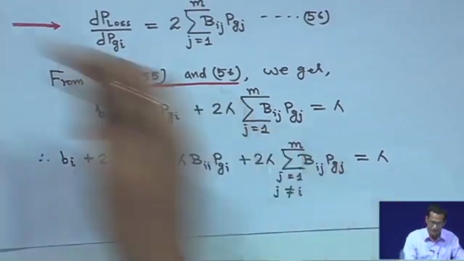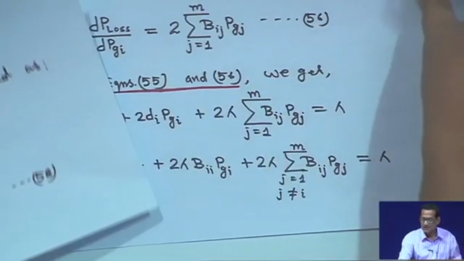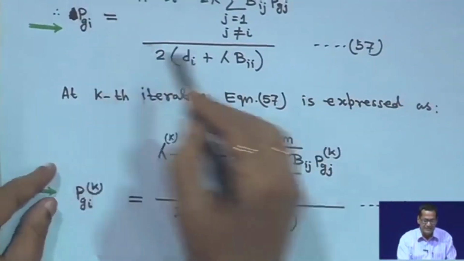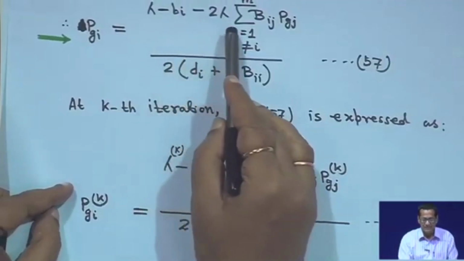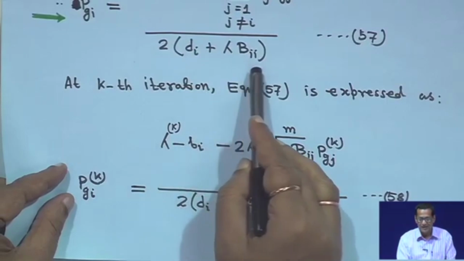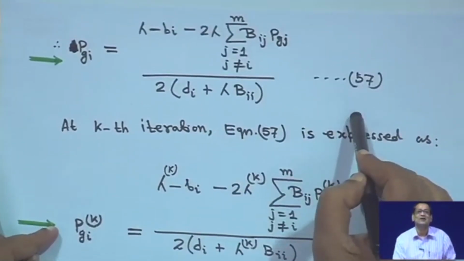Then from this equation you can write pgi is equal to lambda minus bi minus 2 lambda, this whole term, divided by 2 into di plus lambda bii. This is equation 57, this is equation 57, right.